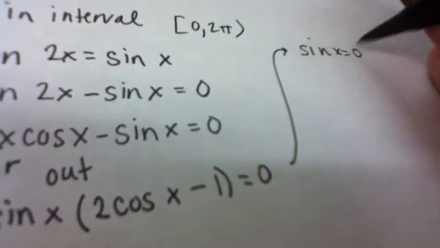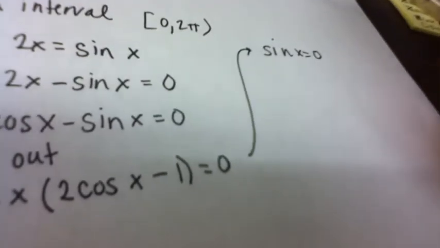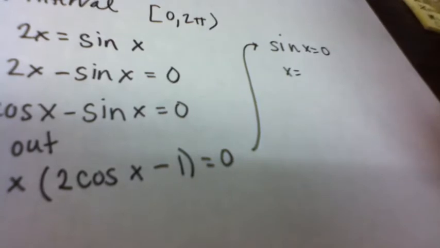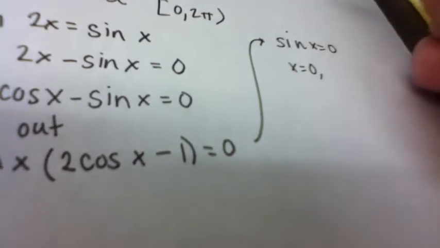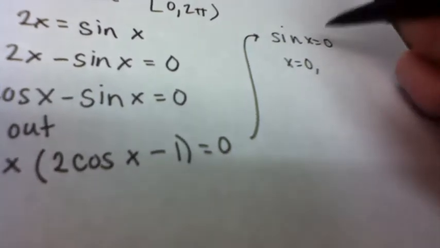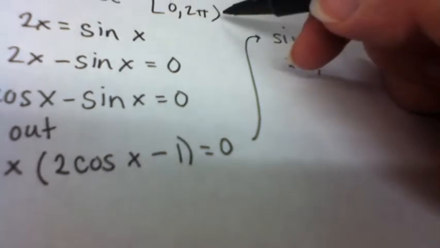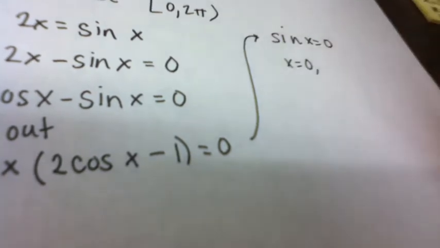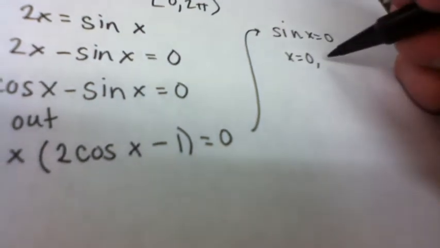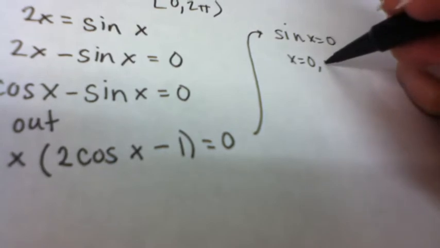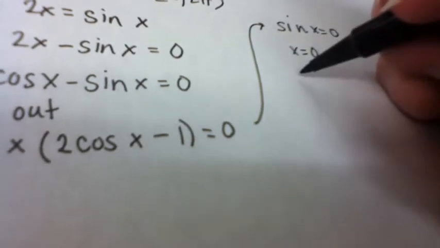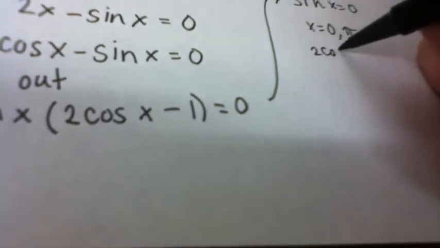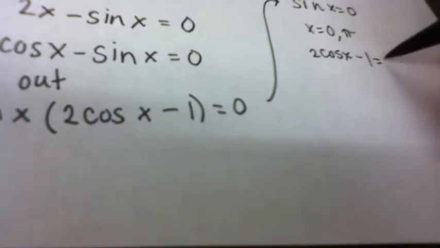So sine x equals 0. Let's go ahead and solve that. Where does sine equal 0? 0 and 180, but what interval does it say we should solve in? 0 to 2 pi. That tells us we should be leaving our answers in radians. So instead of 0 and 180, we're going to call it 0 and pi.